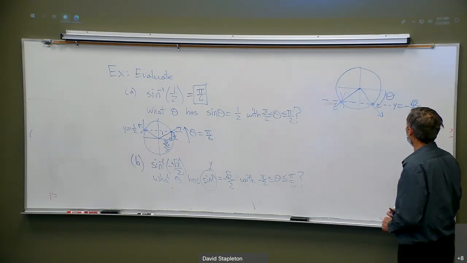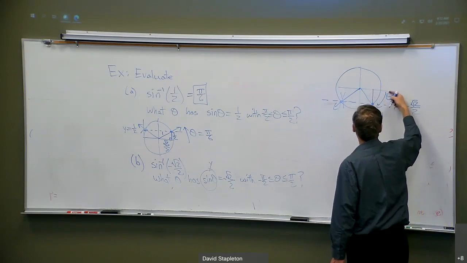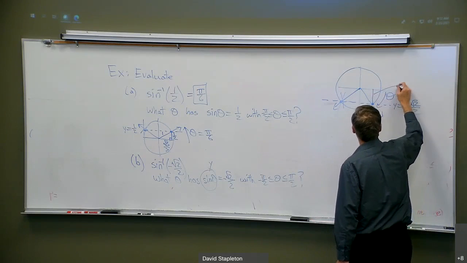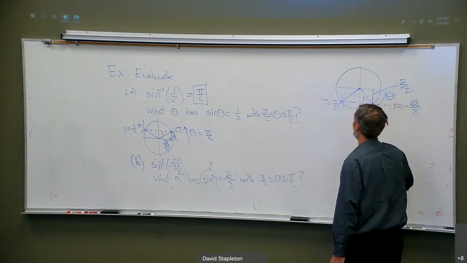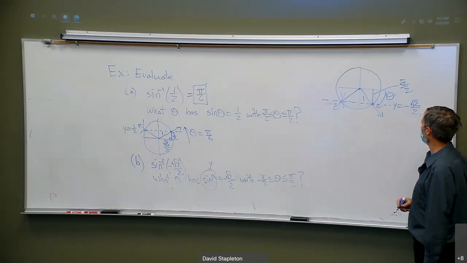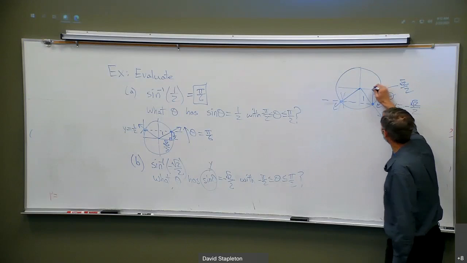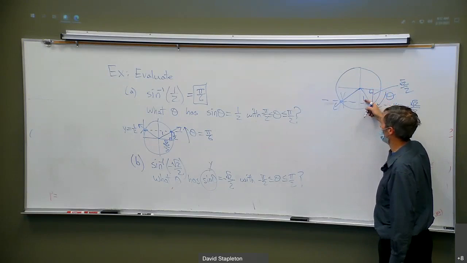What theta is that? Well, again, I drop the perpendicular. If this goes down to minus square root 2 over 2, then the length of the side is plus square root 2 over 2. This side is 1 because it's a unit circle. And I started to give the answer away. What kind of triangle is this? Evidently, one side is square root 2 over 2, and the hypotenuse is 1.